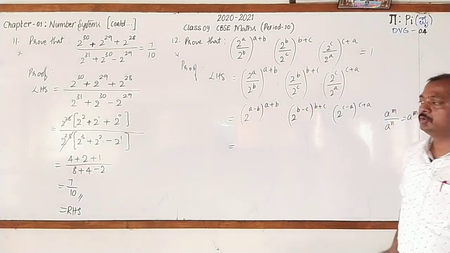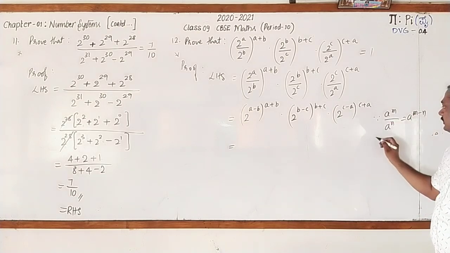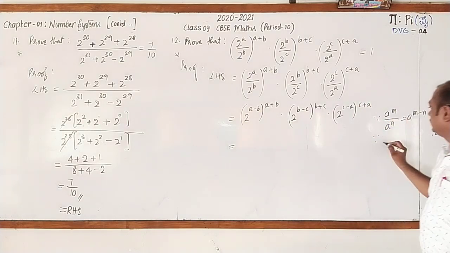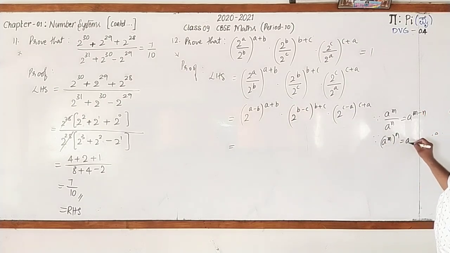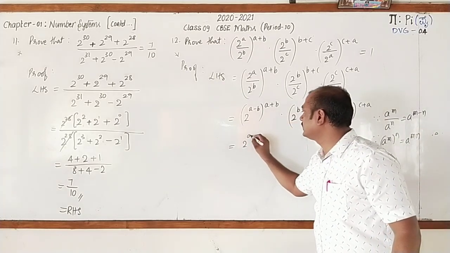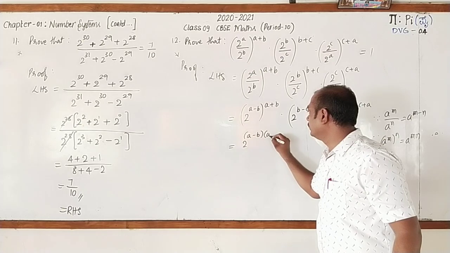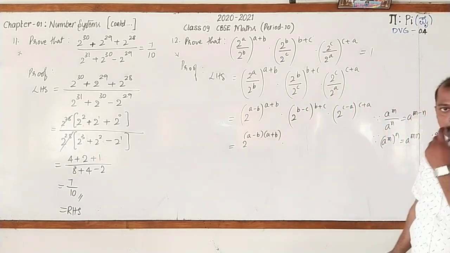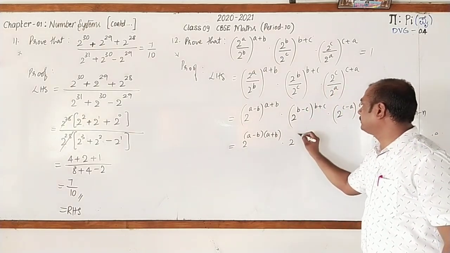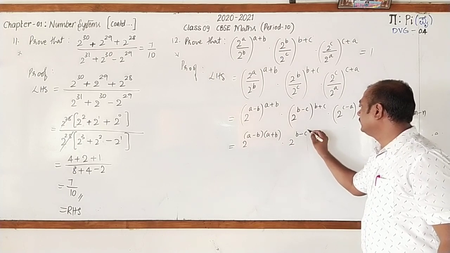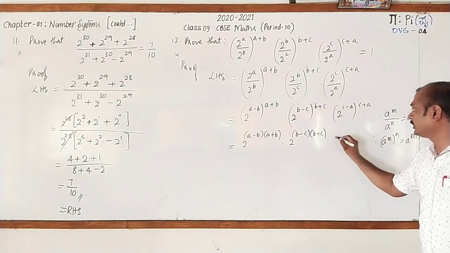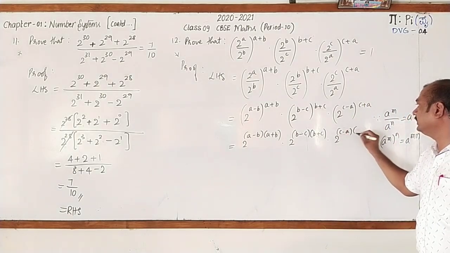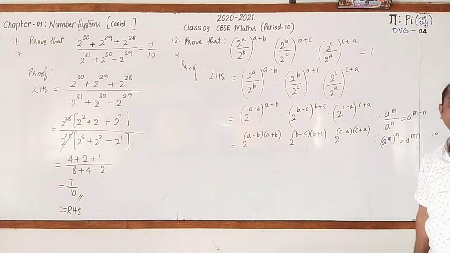This is equal to, again we know that it is of the form a raised to the power m whole raised to the power n. Each term can be written as a raised to the power m into n. Hence I can write 2 raised to the power a minus b into a plus b, into 2 raised to the power b minus c into b plus c, into 2 raised to the power c minus a into c plus a.